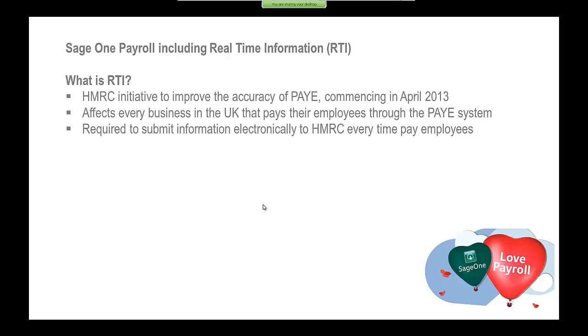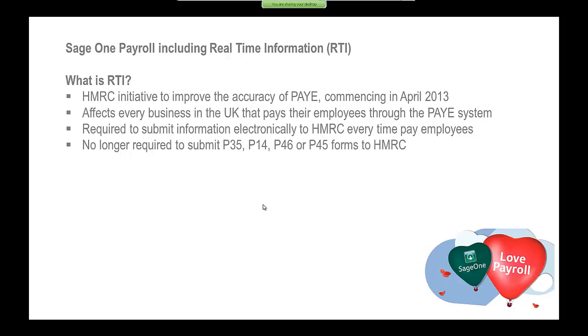Under RTI, employers will be required to submit information electronically via the internet to HMRC on or before the point that they pay their employees, instead of just once a year. So fundamentally, the process of paying employees remains pretty much the same as it is today. The only difference is you will need to submit information electronically to HMRC for PAYE, NIC and student loans every time you pay your employees.